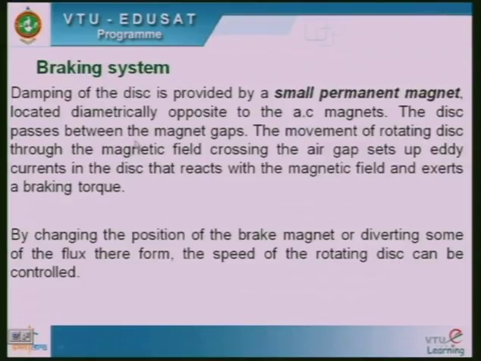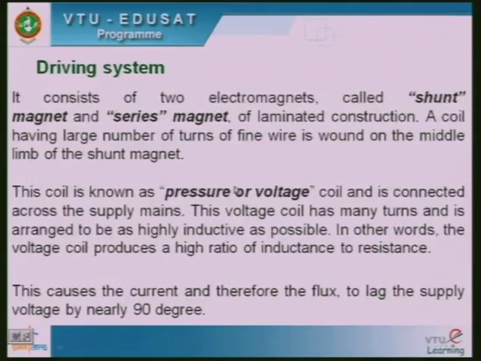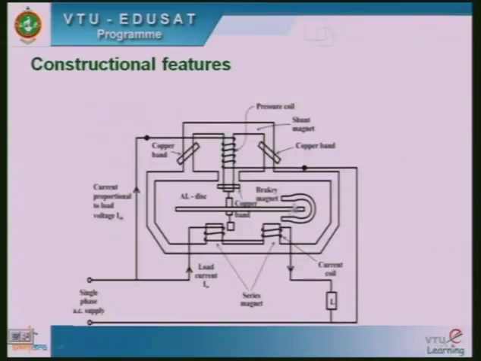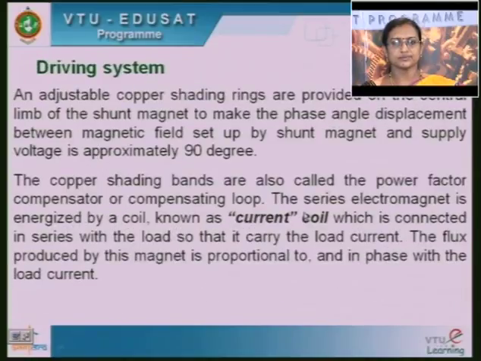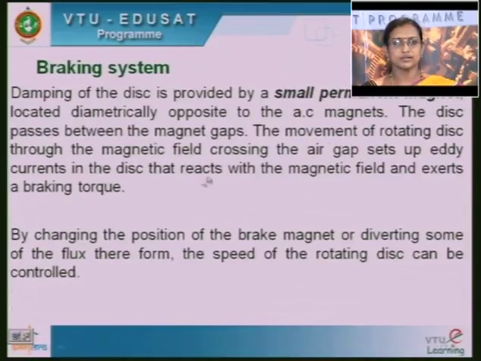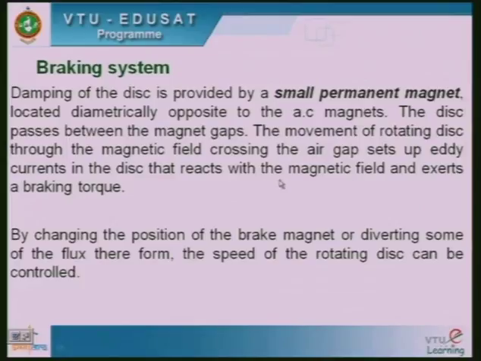What the braking system will do, it has a small permanent magnet located exactly opposite to the AC magnets. The disc passes between the magnet gaps. The movement of the rotating disc through the magnetic field across the air gap sets up the eddy currents. As I already showed in the diagram also, you see here there is an air gap between the disc and the brake magnet. So, that reacts with the magnetic field and exerts a braking torque.